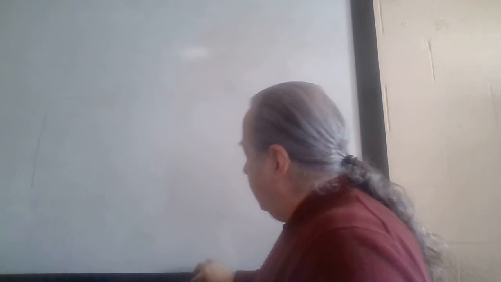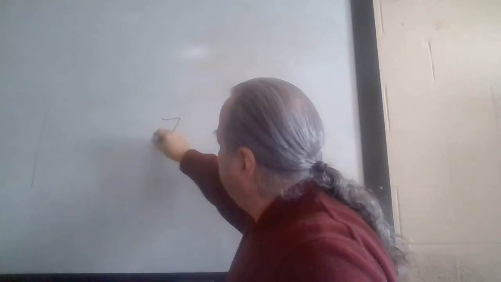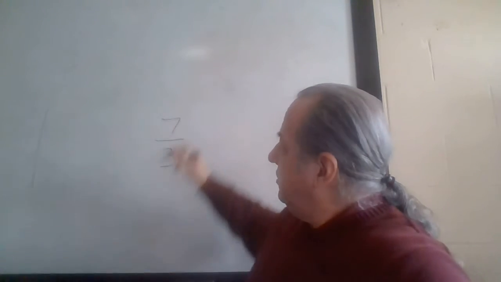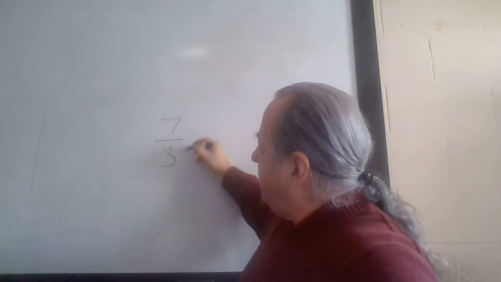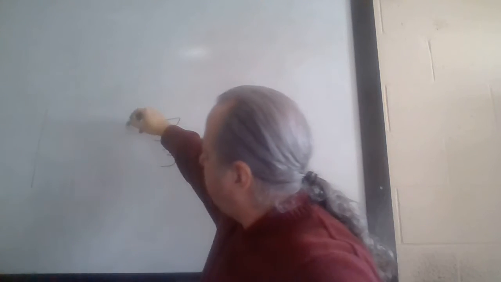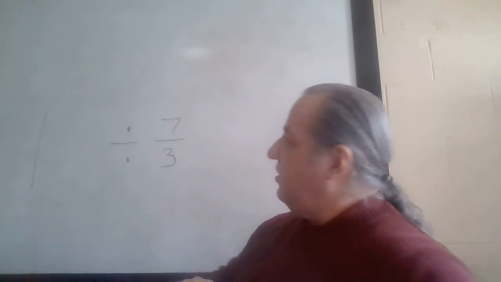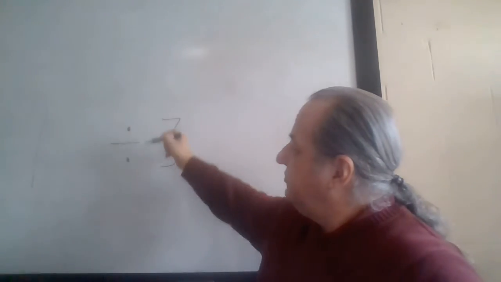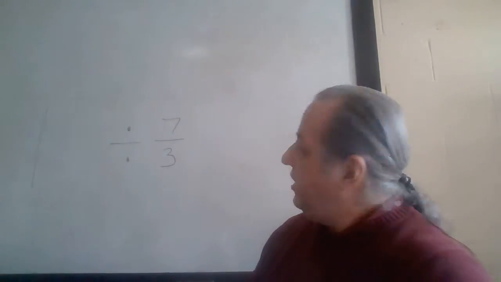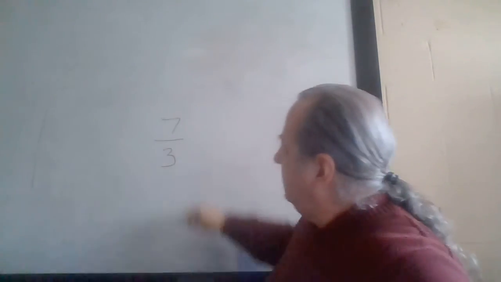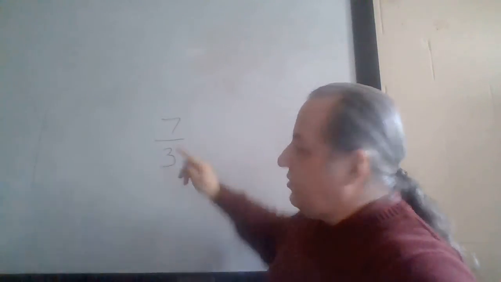The key to this is just simply remembering what a fraction is, because any fraction is really a division problem. Think of it this way. 7, then you have the fraction bar, and a 3. What if I change the 7 to a dot and the 3 to a dot and keep the fraction bar? What operation sign do I have? A division sign. Any fraction is a division problem. And the division problem is 7 divided by 3.